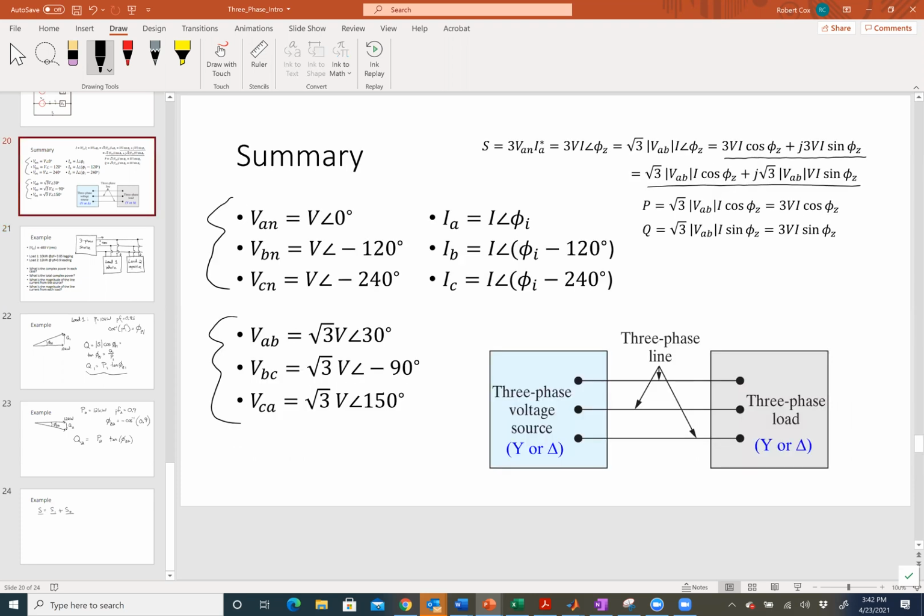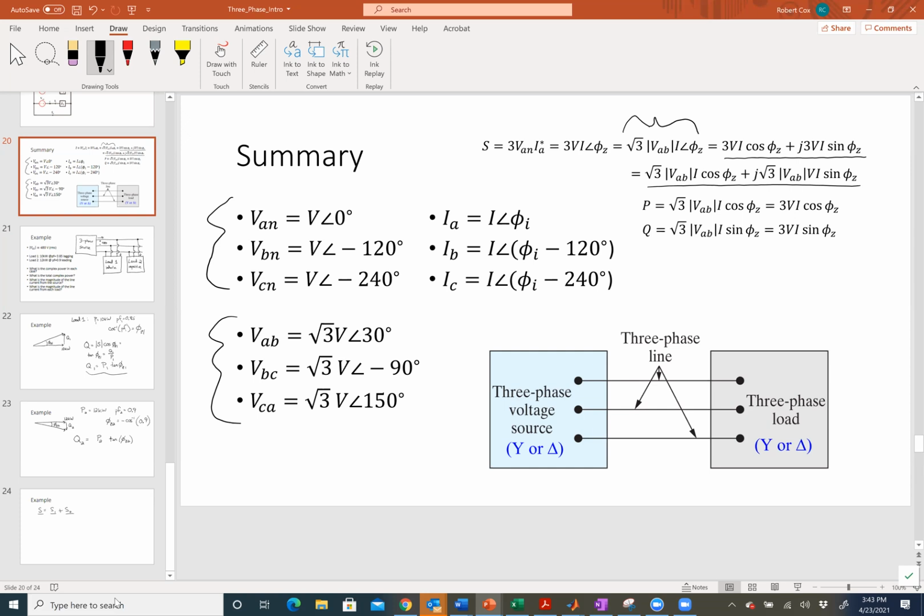So I go to my relationships here, right? And I'm told that the complex power is 3 times VAN times IA conjugate, okay? And it is also these two relationships here. This guy right here is what I'm looking for. It tells me that the complex power going into this three-phase load has a magnitude of square root of 3 times the line to line voltage magnitude times the magnitude of I, and it has an angle of whatever the impedance angle is.